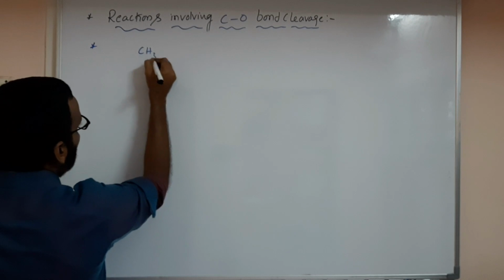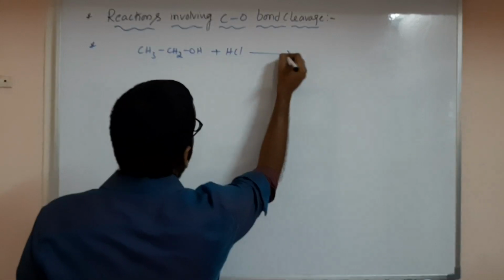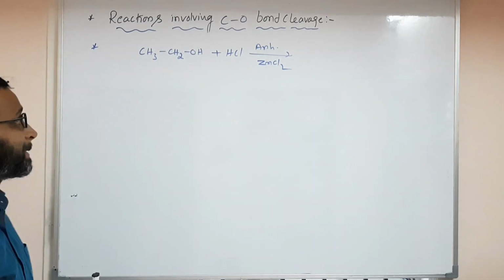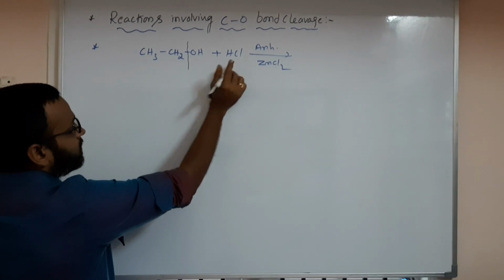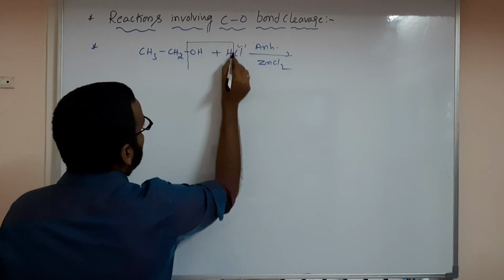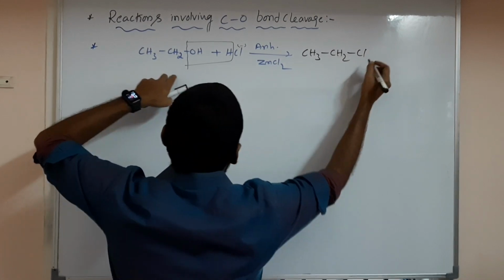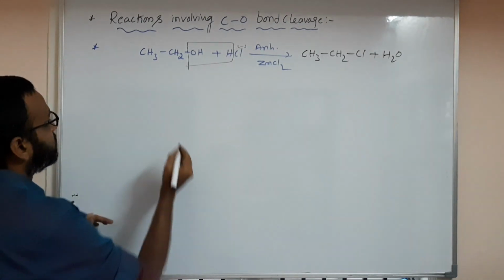So CH3CH2OH reacts with HCl and anhydrous ZnCl2. Then what do you have? I told you this is a reaction involving CO bond cleavage. What happens? The Cl minus will come over here, and the OH and H will go like this. That means the bond between carbon and oxygen is completely breaking. Now the product is CH3CH2Cl plus H2O. This is a reaction involving CO bond cleavage.